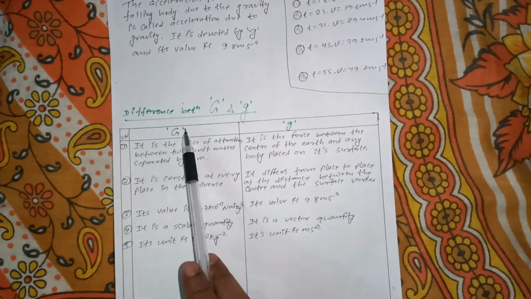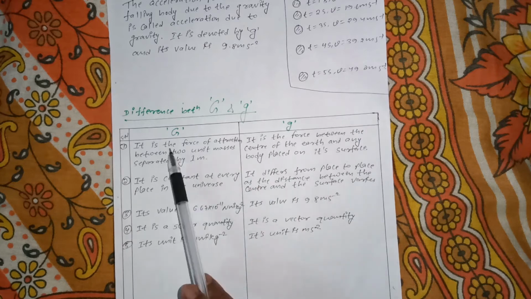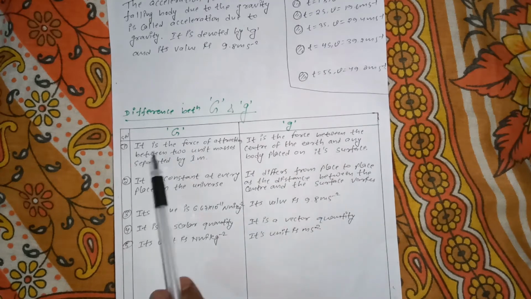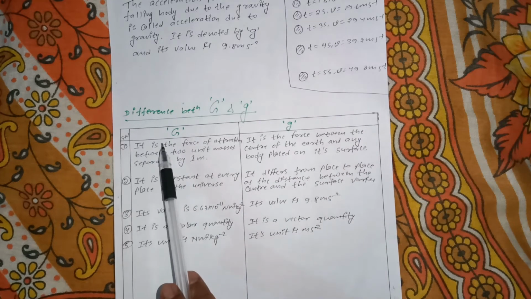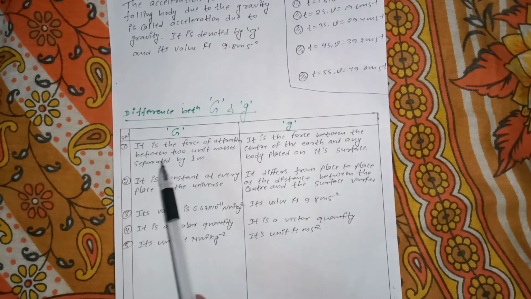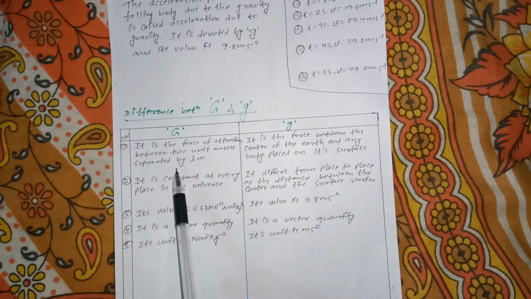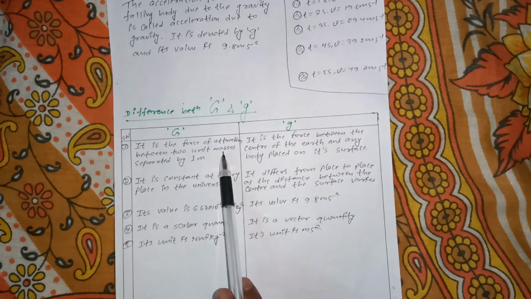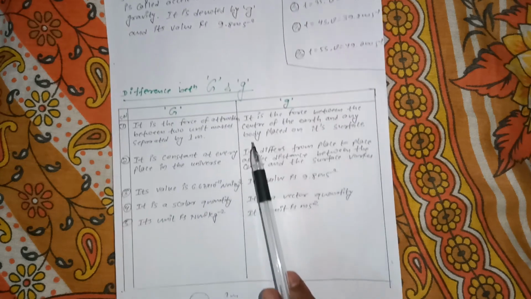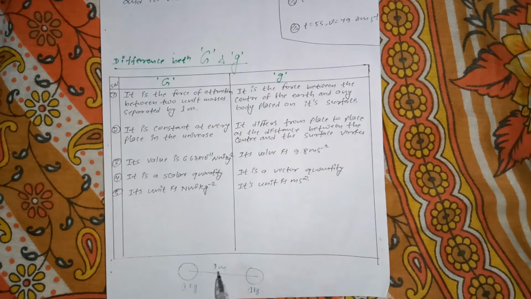In the first point, we write the definition. Here you can see the definition. The definition of capital G is the force of attraction between two unit masses separated by 1 meter. Unit masses means 1 kg masses. Now let me show you. I have drawn a very simple figure here.